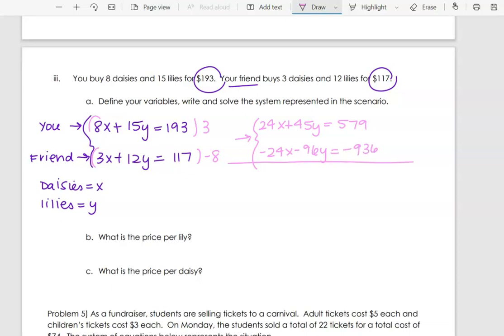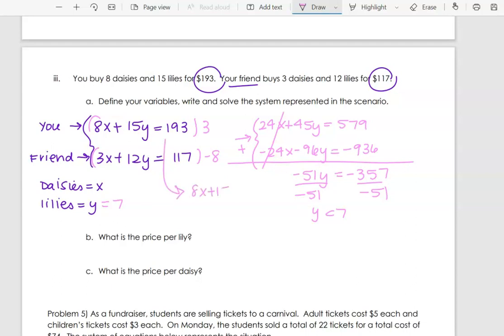Check out our coefficients. If I add these, it's going to eliminate our x variable, which is what I want. 45y plus a negative 96y gives me negative 51y. 579 plus a negative 936 gives me a negative 357. Divided by negative 51, y equals 7. 7 for lilies. And then I'm just going to pick this top equation to find my x.